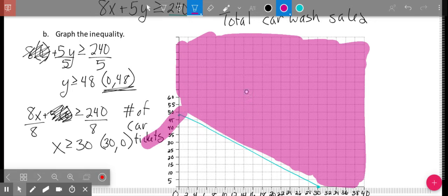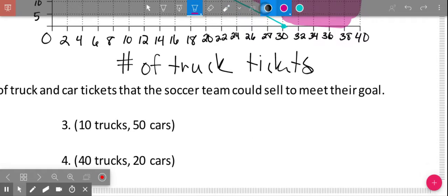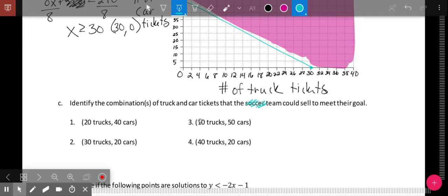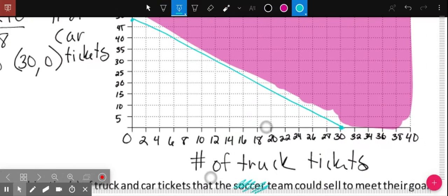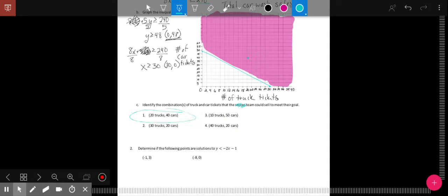So now we need to look at our last few questions. The first one asks us to identify the combination of truck and car tickets that, shoot, I don't know why it says soccer team. I changed that to the wrestling team. My bad, guys. Could sell to meet their goal. So our first one was (20, 40), so 20 trucks and 40 cars. We go to plot that point, 20 trucks up to 40 cars. That is in our shaded area. So yes, that is a solution.